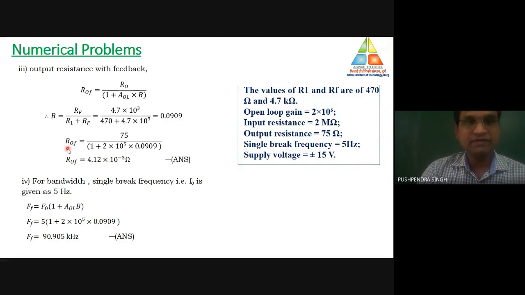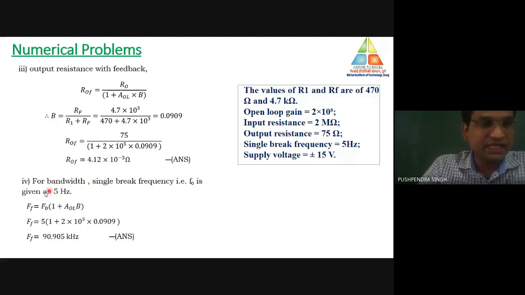Now substitute the value in output resistance with feedback formula. So R0 is 75 ohm, which is given here. The value of open loop gain 2 into 10 to the power 5, and already we have calculated the value of B as 0.0909. So from there the value of output resistance with feedback is 4.12 milliohm. As in case of op-amp, the value of output resistance would be minimum, so here also we are getting the value of output resistance with feedback is minimum.